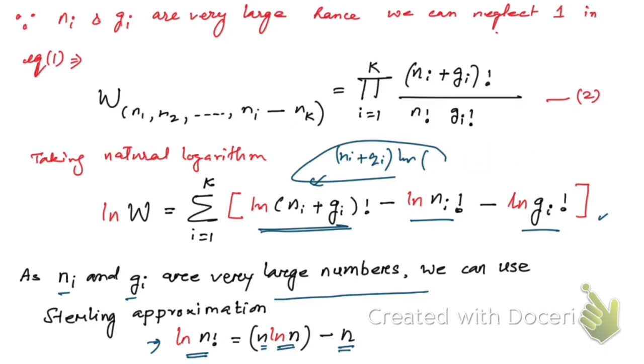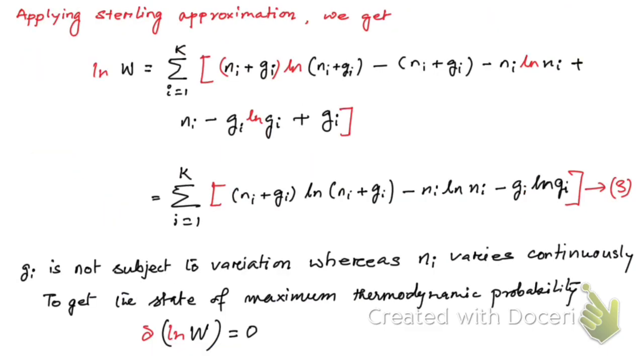Okay, just wait. Let me go to the next slide. Here, after using the approximation, we have got this state. Now if we simplify the terms within the bracket, a few terms will be cancelled out.